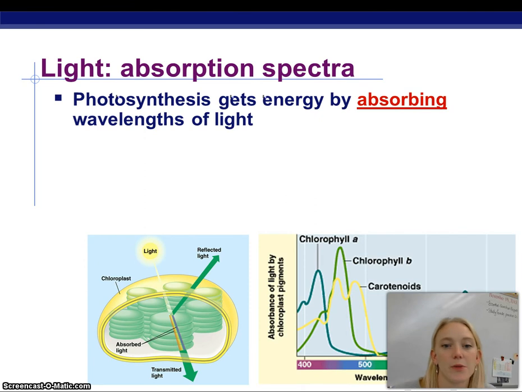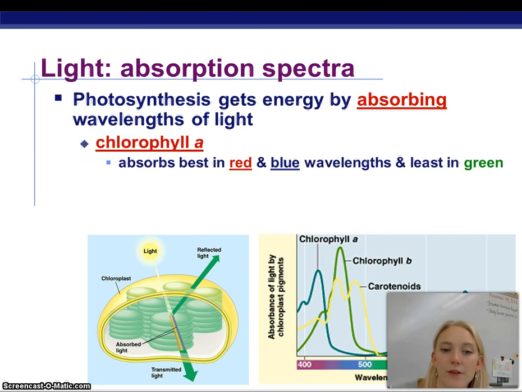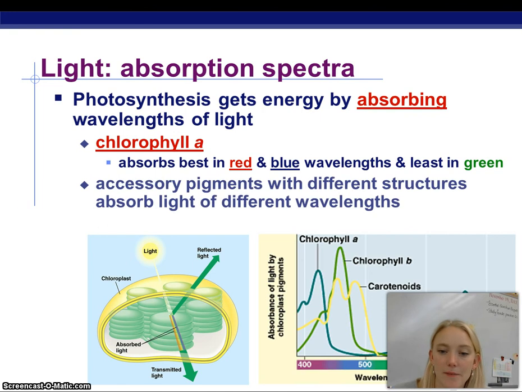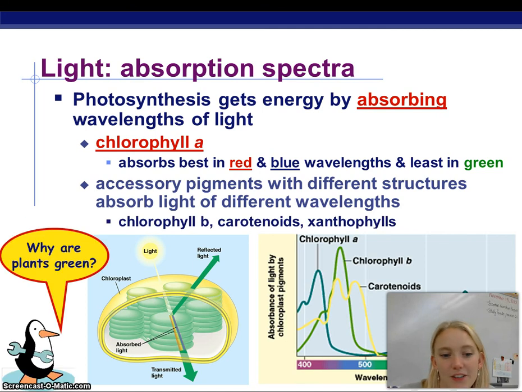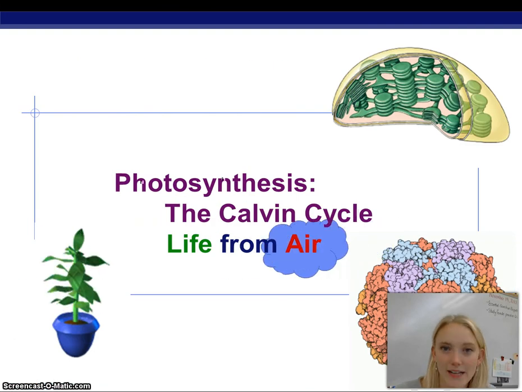Photosynthesis gets energy by absorbing the wavelengths of light. And so we have chlorophyll A that absorbs best in red and blue. And the accessory pigments are like chlorophyll B and the carotenoids, and these absorb different wavelength colors. And you'll see this in your activity more. And you'll be able to answer the question why plants are green. Okay, so those are the light reactions. The rest of the time we're going to move on to talking about the second set of reactions called the Calvin cycle.